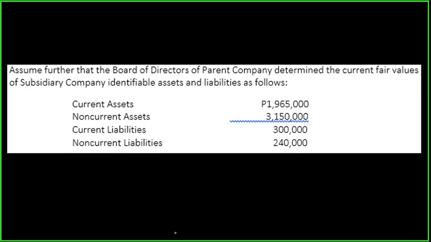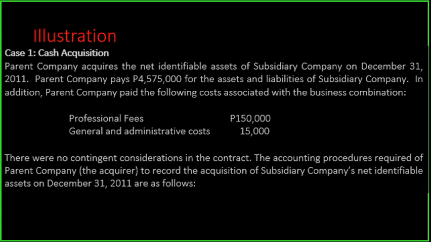Let's continue. Assume further that the board of directors of the parent company, the acquirer, determined the current fair values of subsidiary company's identifiable assets and liabilities as follows. So it says identifiable, so it did not include unidentifiable assets. For example, of unidentifiable assets, you have your existing goodwill. Okay, so let's have the first illustration.